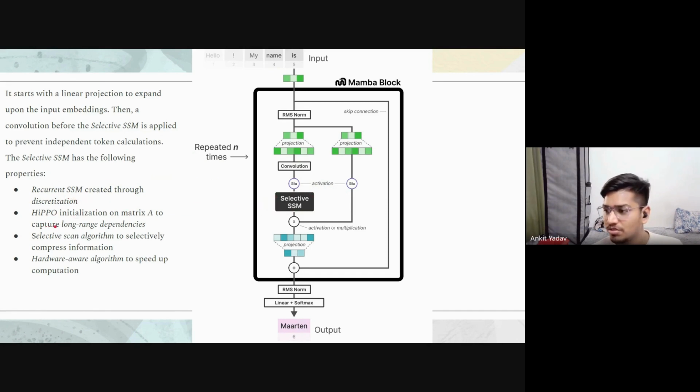If HiPPO is applied, it improves the long-term dependency. Selective scan is done to overcome the issue we lost because of the dynamic nature of these matrices, the parallelizable ability. And then there's the hardware-aware algorithm, where we use the memory bus. Then we come back to a normal form with the help of normalization and softmax, and we get our output. So this is the complete Mamba working. With the help of S6 and convolution, Mamba works.